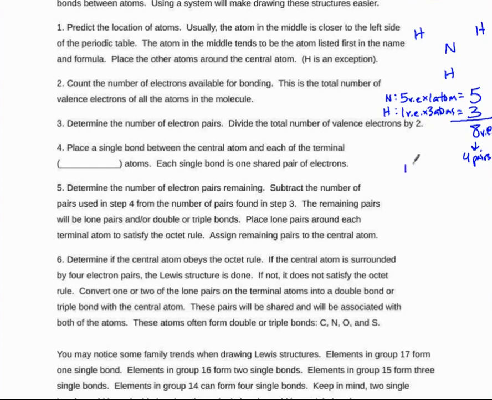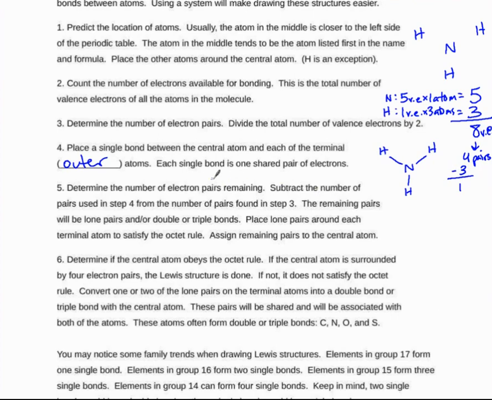So for step 4, I'm going back to the drawing that I made. So I already predicted the location. So I'm going to place a single bond between the central atom, that's the nitrogen in this case, and each of the terminal atoms. In this case, that's the hydrogen. They're the ones on the outside. Here's a single bond, here's a single bond, here's a single bond. Each single bond is 1 shared pair of electrons. And I'm going to keep track over here as I do this. So I've used 3, and so I have 1 pair of electrons left.